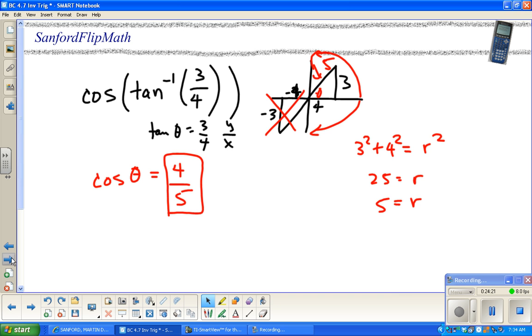The big thing to watch for is quadrants. What quadrants are we working in? And with inverses, they are limited.